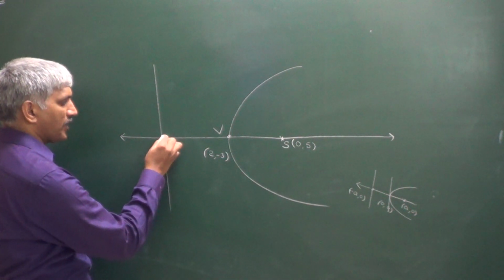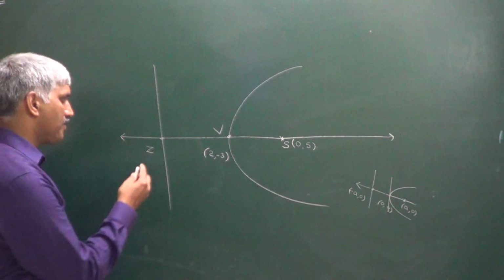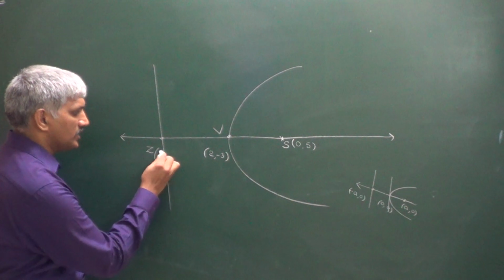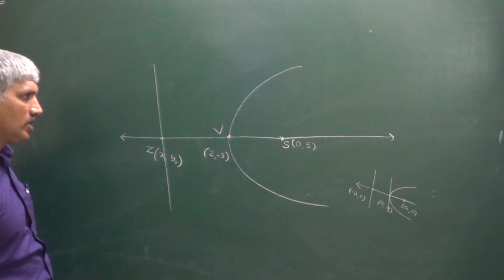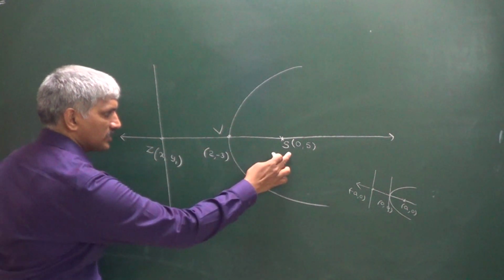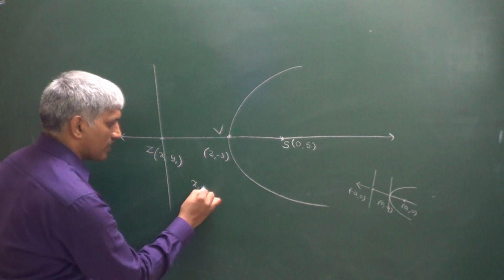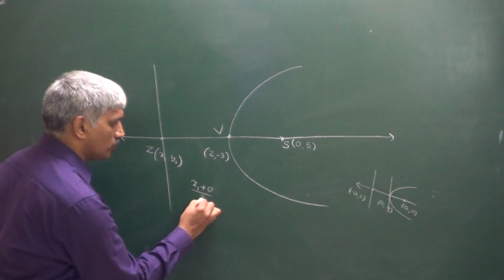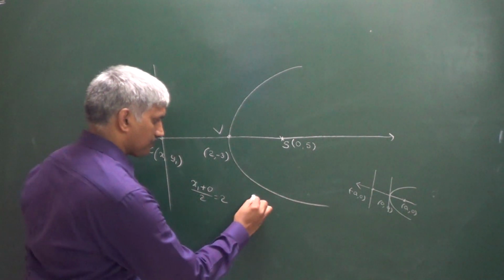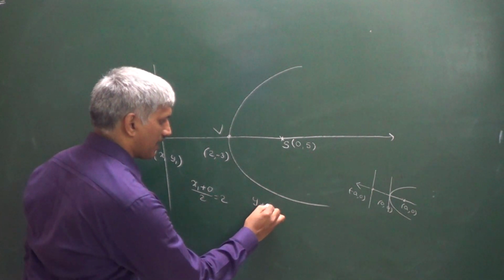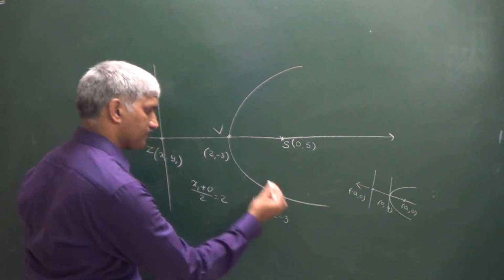Now I am going to find out the coordinates of z. Yes, so I am taking the coordinates of z as x1 comma y1. Now for z and s, the vertex is the middle point. That's why we can write, x1 plus 0 divided by 2 is equal to 2. Next, y1 plus 5 divided by 2 is equal to minus 3.